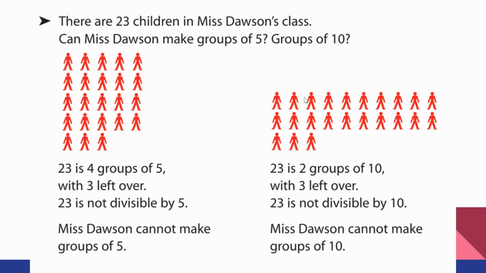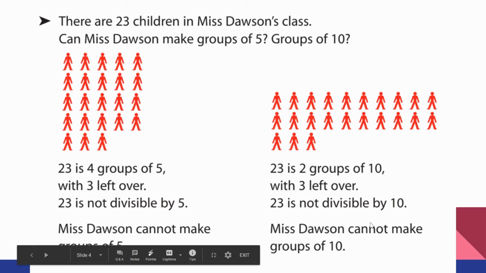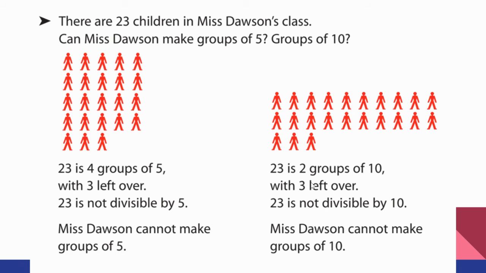Is it divisible by 10? So remember we talked about when we're skip counting by 10, 10, 20, 30, 40, the number always ends in 0. Does 23 end in 0? No. So from what we know, 10 is not a divisor of 23. And we can see that in the array as well, because we have 2 groups of 10 and then 3 left over. So 23 is 2 groups of 10 with 3 left over. 23 is not divisible by 10. Miss Dawson cannot make groups of 10.